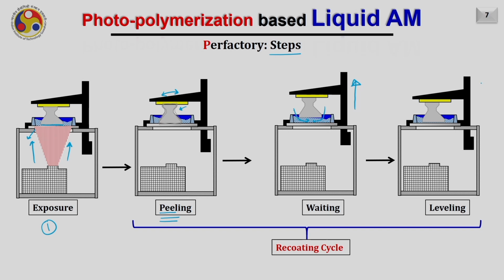Then the build platform comes down up to a desired level, and hence the new layer of the liquid photopolymer is available. The next step will again start from here. The liquid photopolymer available under the part will get exposed by the UV light and it will cure the part.